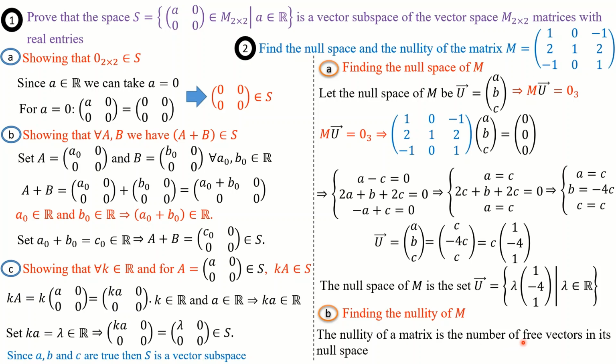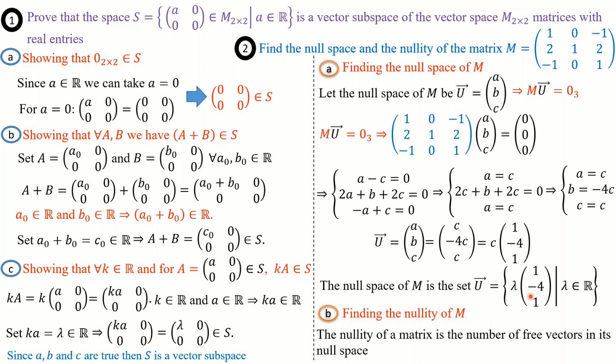Nullity of a matrix is simply the number of free vectors in its null space. Now the number of free vectors in this null space is gotten by letting my constant lambda be equal to 1. Having my constant lambda equal to 1, it simply means that I'm just going to have one free vector, which is this vector. So basically the basis of my null space gives me the nullity of it.